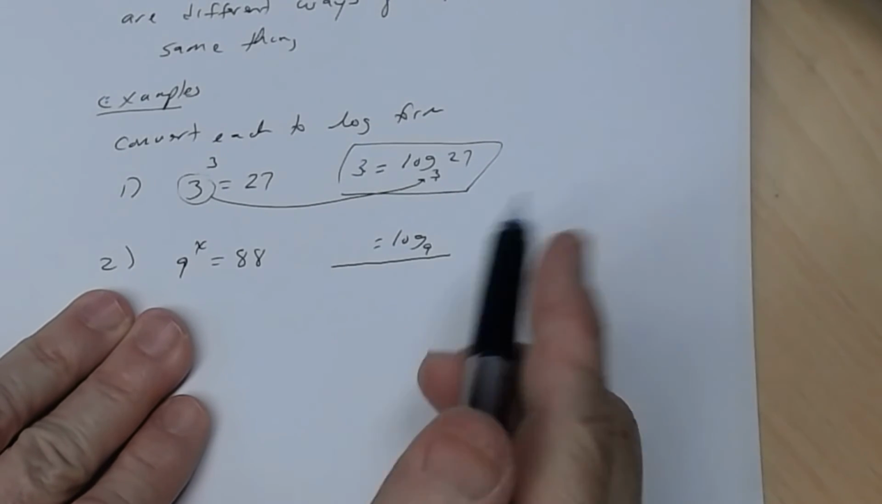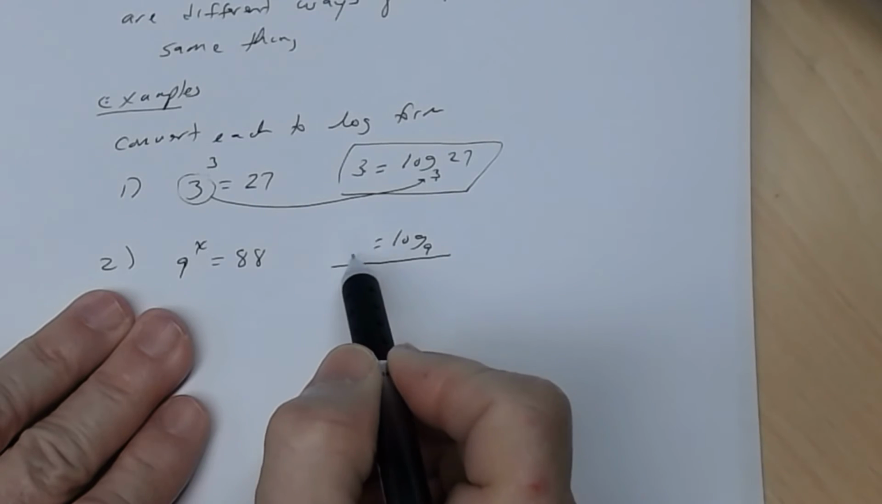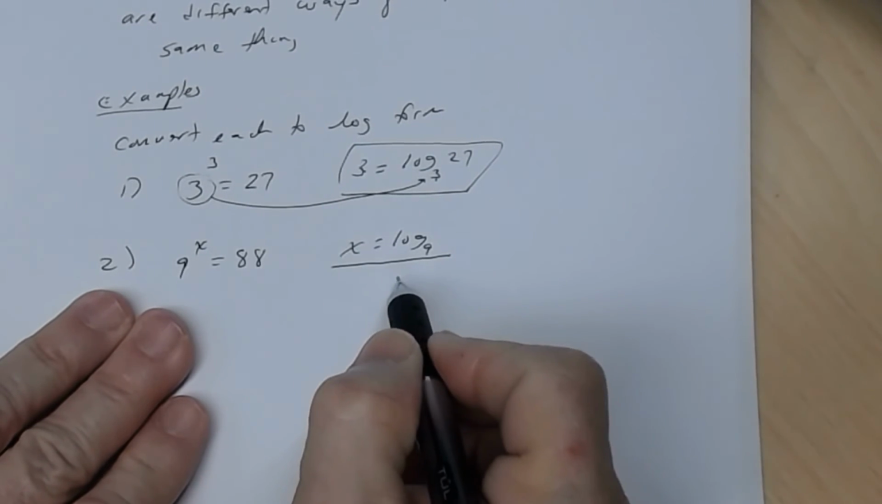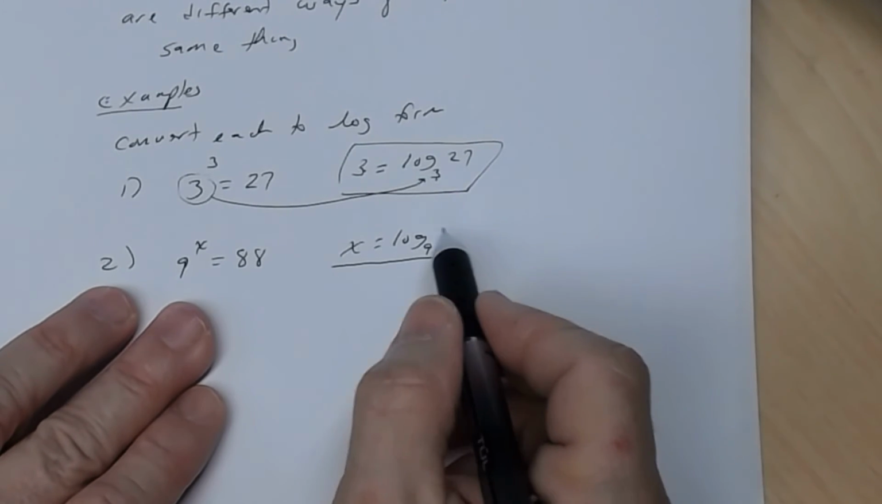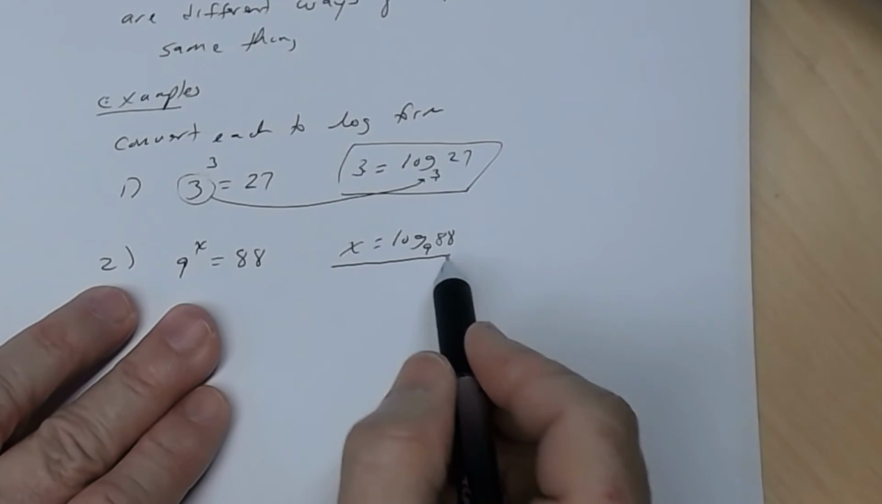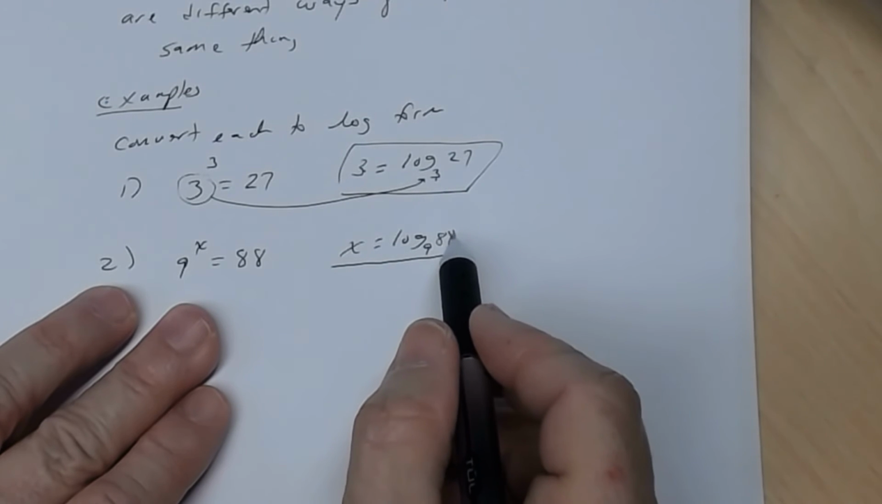Now to complete the rest, you're going to say this: 9 to what power? To what exponent? Well, the exponent is this one right here, so it's going to be an x right here. 9 to what power equals the argument. So the argument is this right here. Make the base look like a subscript. So log 88 base 9.